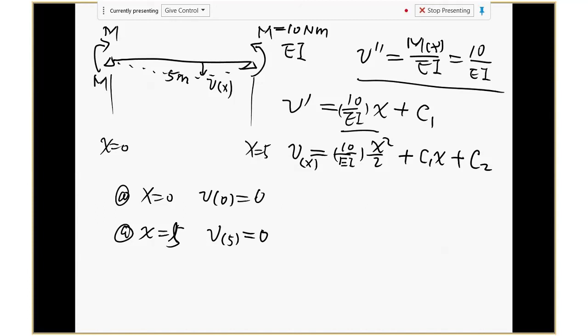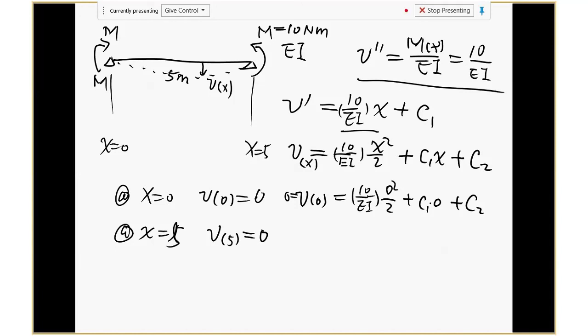Now let's plug in and find the C1. Use the first one: V when x equals 0 equals 0, and that equals 10 over EI, since it's the first one I'll write in more detail, times 0 squared over 2, plus C1 times 0, plus C2.